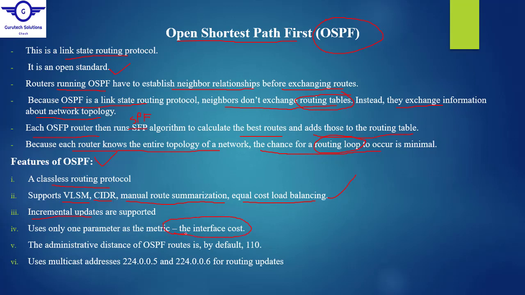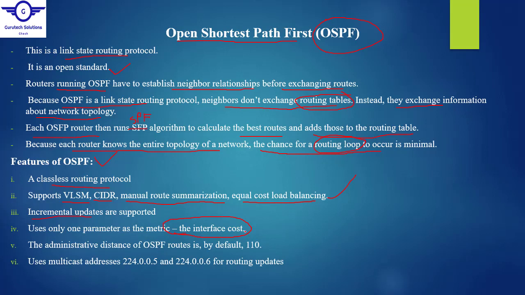It uses only one parameter as a metric, the interface cost. For routing metrics, various routing protocols use different metrics. For the case of RIP, we said RIP uses hop count as the routing metric. EIGRP uses bandwidth, delay, reliability, and load as the routing metric. But for the case of OSPF, it uses the interface cost.